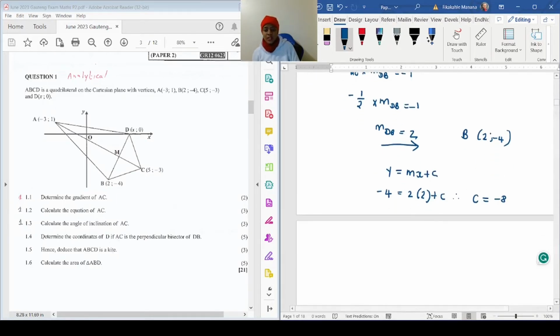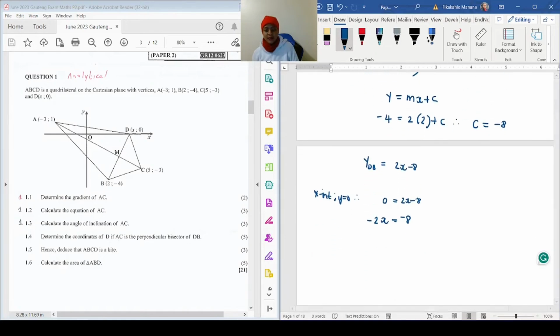Now what is the equation of my line? The equation of DB is y = 2x minus 8. Now we need to get the x coordinate. To get the x-intercept, y has to be equal to 0. Therefore, we have 0 is equal to 2x minus 8. If we solve for x, we take 8 to the other side and see that x is equal to 4. Therefore, the coordinates of D are 4 and 0.